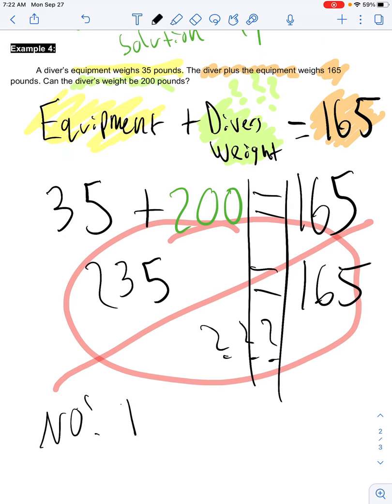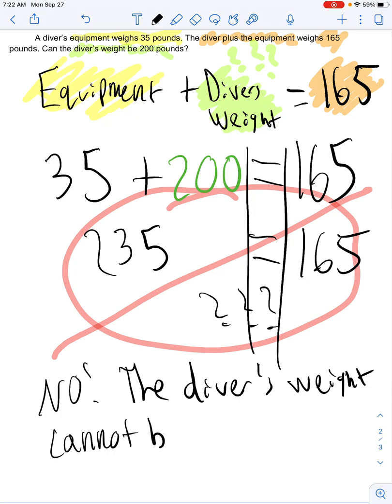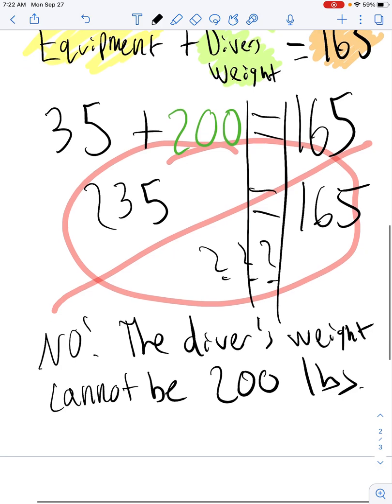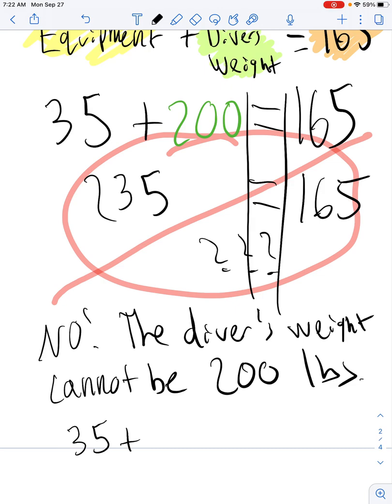So can the diver's weight be 200 pounds? No. The diver's weight cannot be 200. LBS stands for pounds. In fact, if you were wondering, if the combined weight is 165, that would have to mean 35 plus 130 equals 165. So not even close. In order for this to be a true statement, the diver can only be 130 pounds.